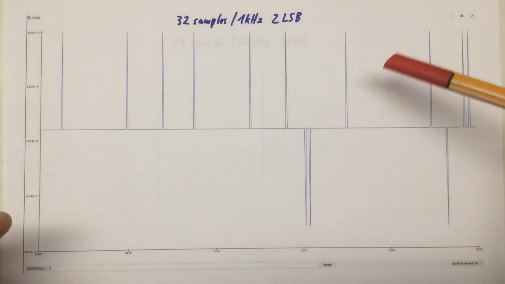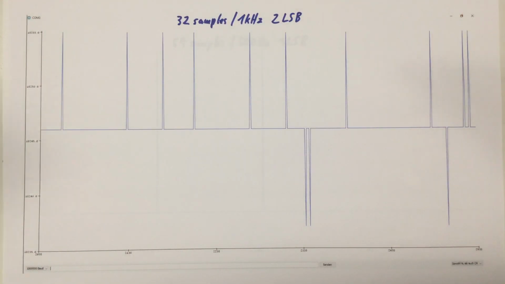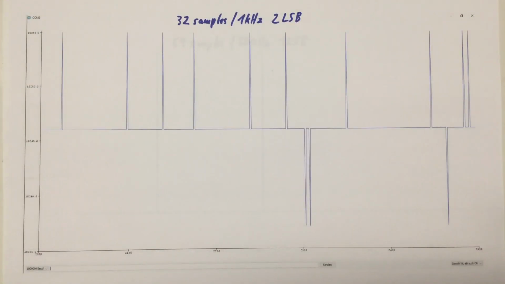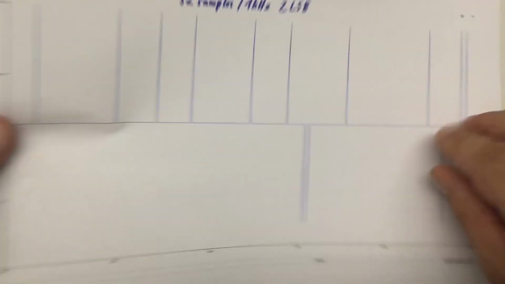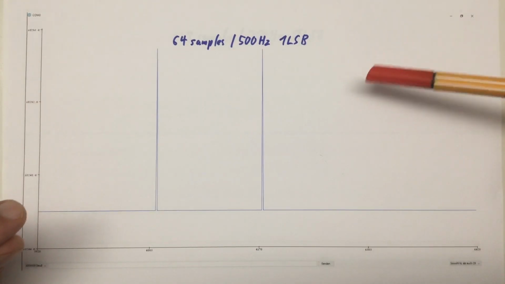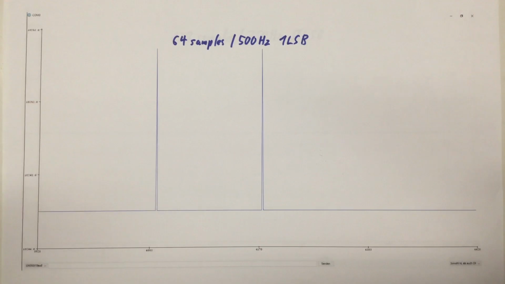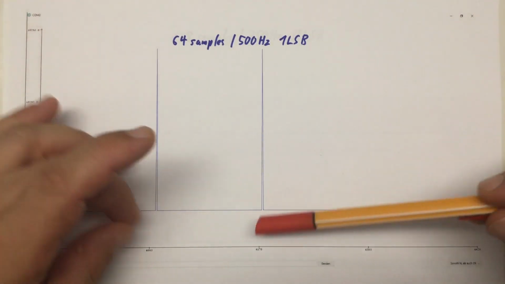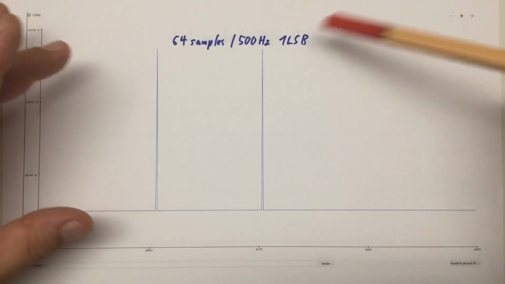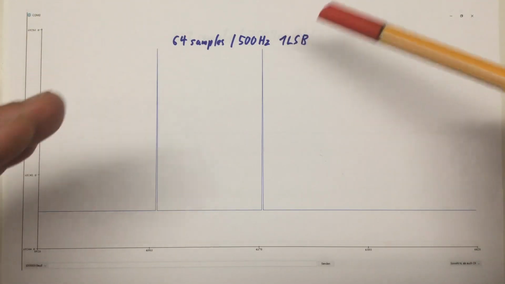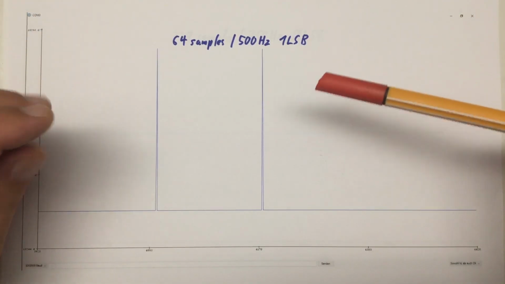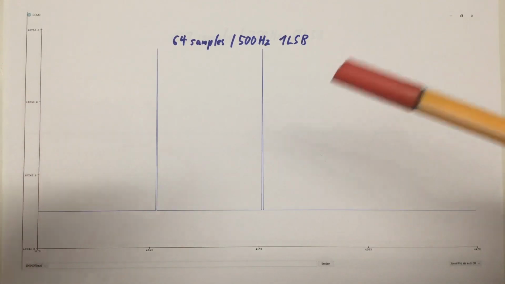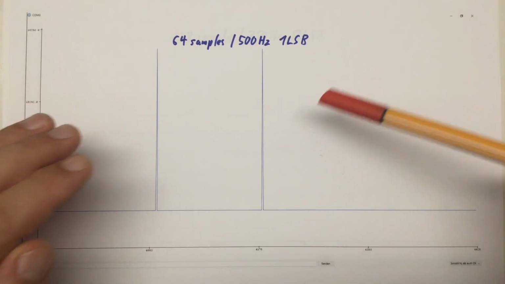And at 32 samples, we are still at 2 LSBs, but you can see the noise density is significantly reduced. At 64 samples, we're down to 1 LSB. Far and few in between spikes, but still 1 LSB noise. And 1 least significant bit is somewhere between 0.08 and 0.09 degrees. So less than a tenth of a degree noise.